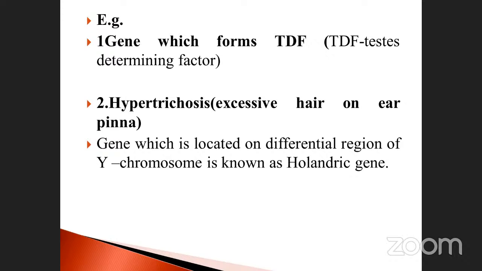Many times they may ask which linkage hypertrichosis belongs to. It is a male characteristic, and it is denoted as Y-linked. Note it down, my dear. The gene which is located on the differential region of the Y chromosome is known as holandric gene. Which one is a holandric gene? The Y chromosome is a holandric gene. This is also another important one in this aspect. Okay, go to the next one.